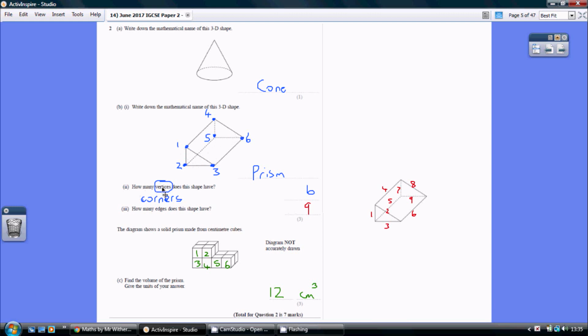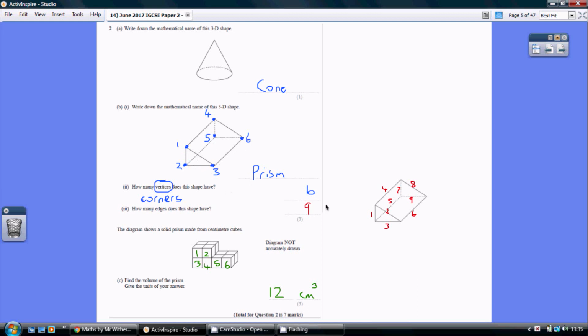Part 2, how many vertices does this shape have? Well, vertices means corners. So 1, 2, 3 at the front, 4, 5, 6 at the back. Part 3, how many edges does this have? Well, we all know what edges are. So we've got 3 edges on this triangle, 3 edges on that triangle at the back, and then really 3 edges as you join the 2 triangles together.